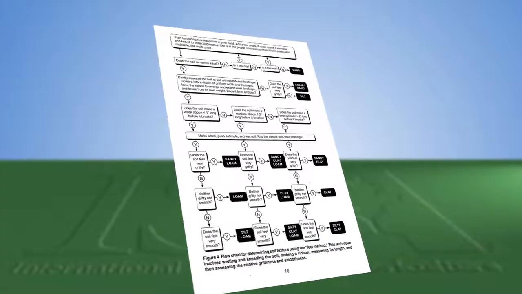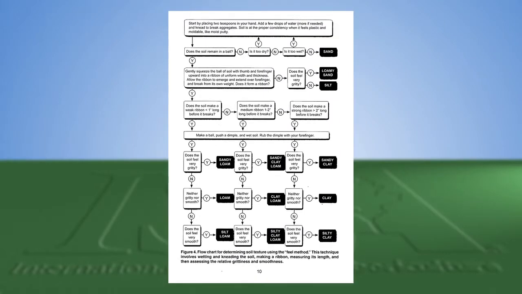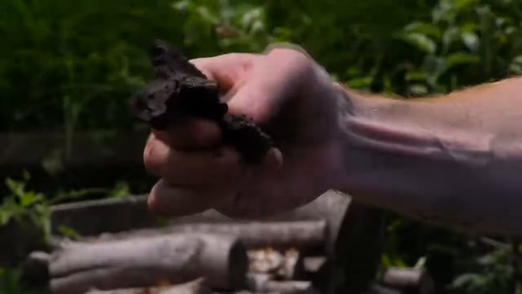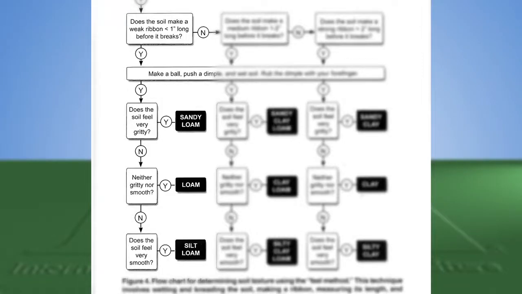If the soil does form a ribbon, use this flow chart from ISA's Soil Management for Urban Trees Best Management Practices to further assist in determining the type of soil in the sample. If the soil makes a ribbon less than 1 inch before it breaks, follow the chart's first column, which includes sandy loam, loam, and silt loam.